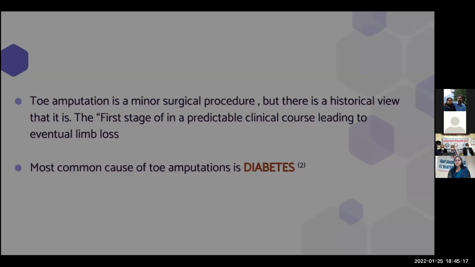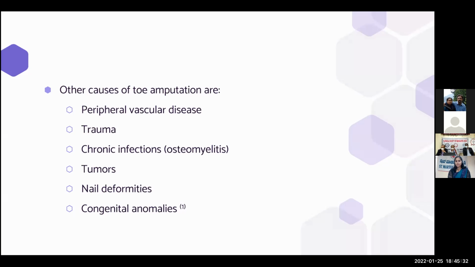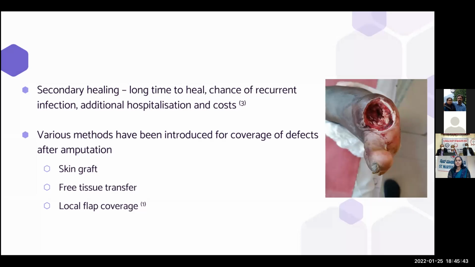So toe amputation is a minor surgical procedure, but there is a historical view that it is the first stage in a predictable clinical course leading to eventual limb loss. The overall most common cause of toe amputation is diabetes. Some of the other causes are peripheral vascular disease, trauma, chronic infections like osteomyelitis, tumors, nail deformities, and congenital anomalies. Usually after amputation, the wound is left open and allowed to heal by secondary intention.